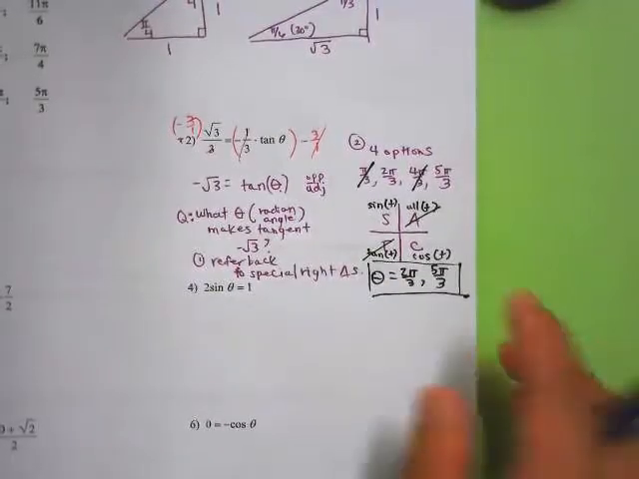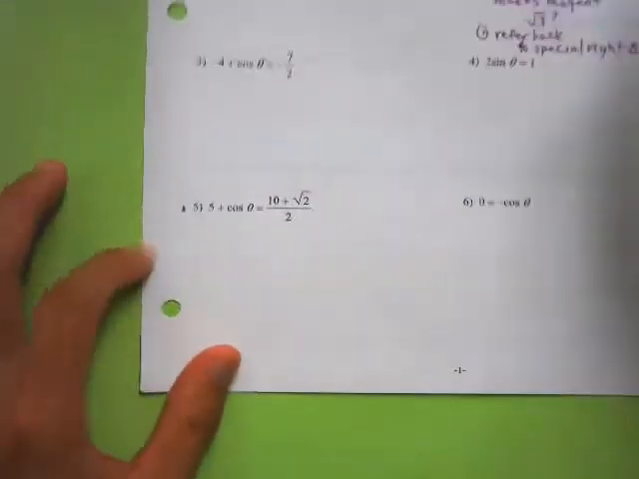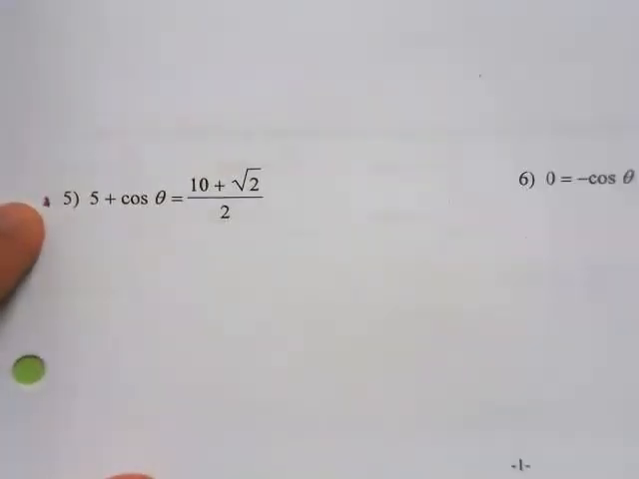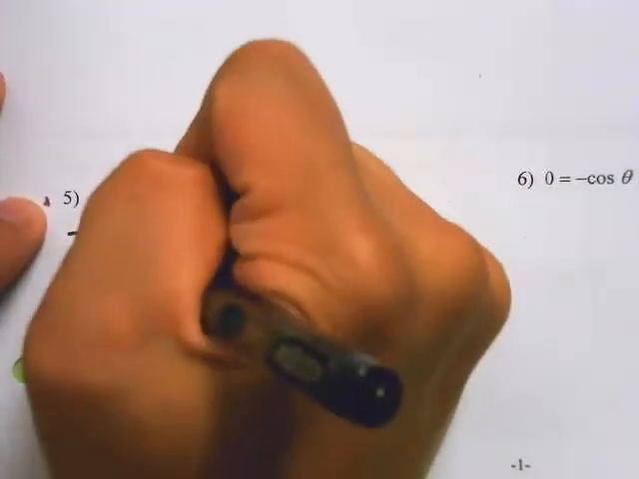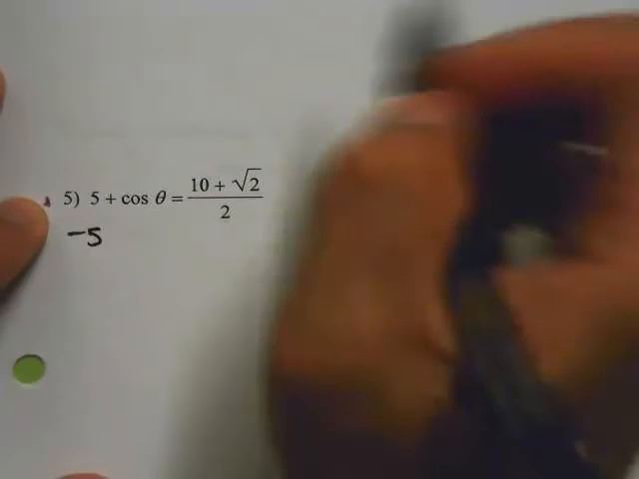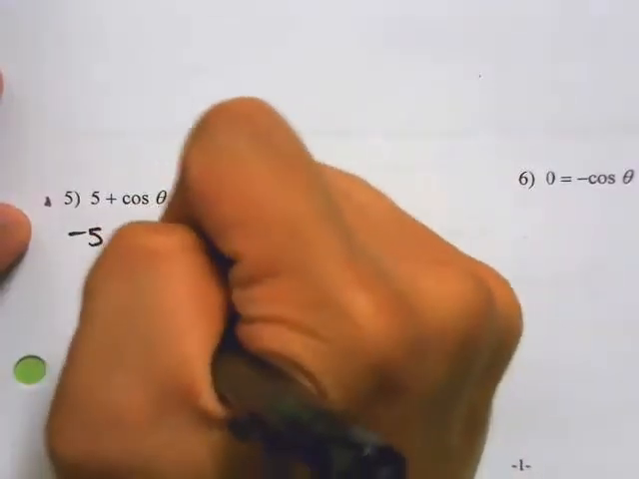Let's go ahead and do number 5. Oh yeah, my gosh. Okay, number 5. Let's minus 5 on both sides first. Can we do that? Yeah, let's do that first.